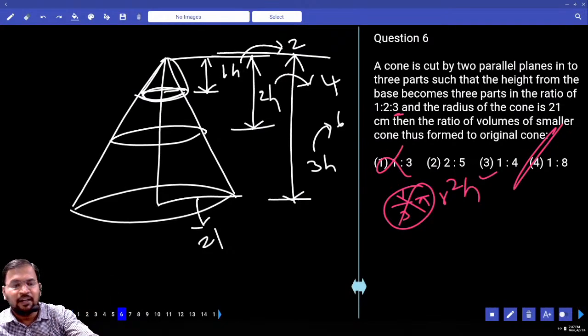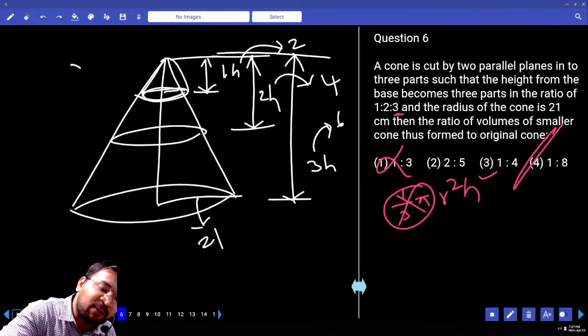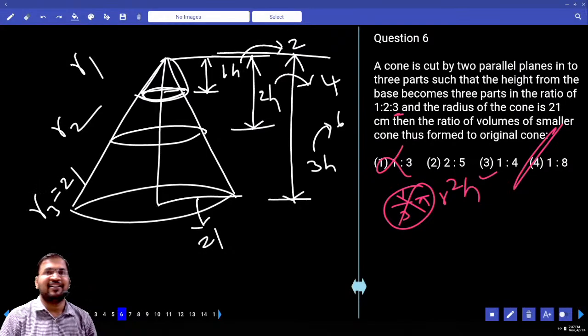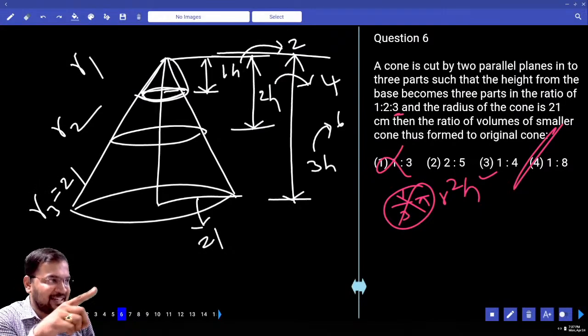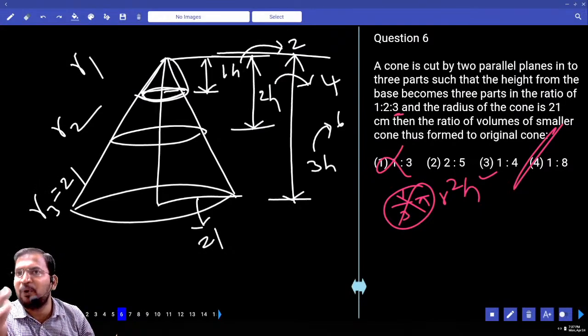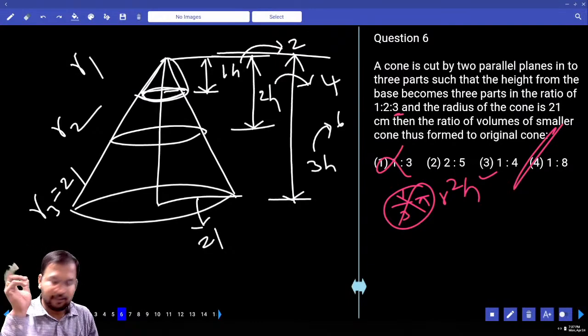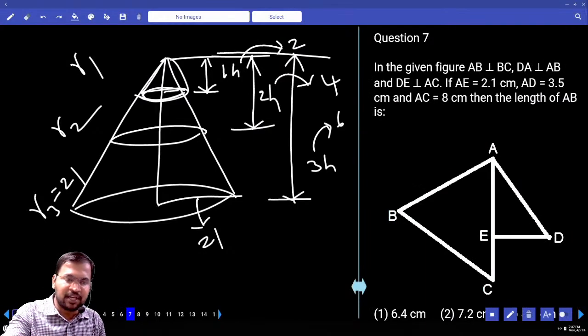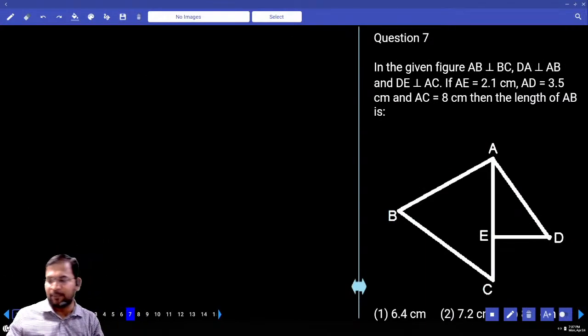If you want to solve, you have to calculate small r1, r2, and r3 we know is 21, and you have to take similar triangles ratio. It will take some time, no need to do that. All of you clear? That much time we won't have in the exam. Using formulas and solving the original procedure, there won't be that much time.